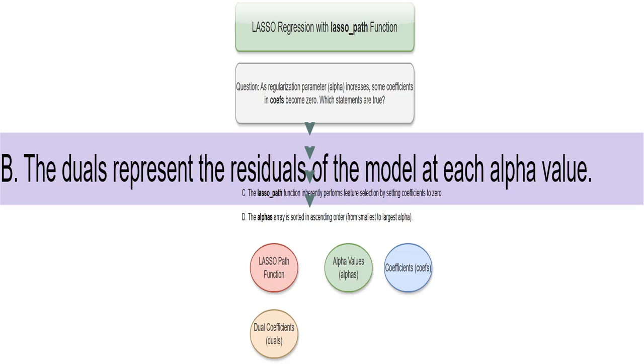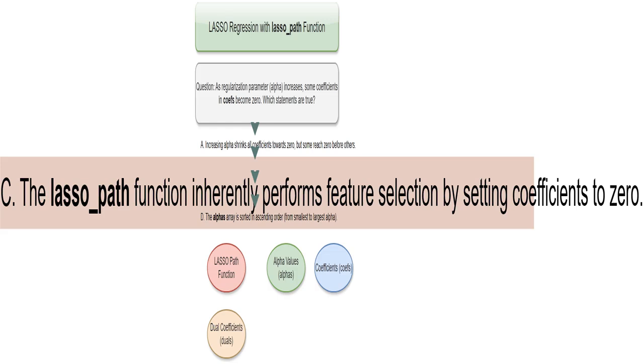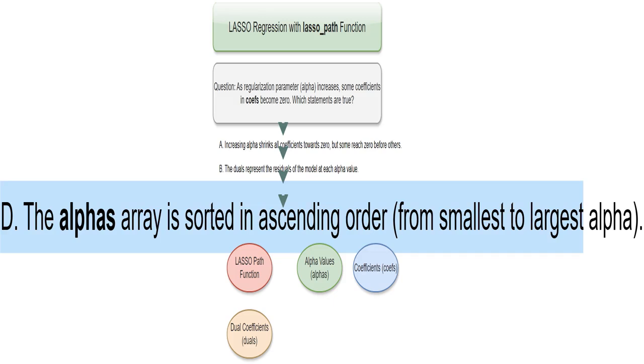This statement is incorrect. The duals are part of the optimization process and don't directly represent the residuals. This statement is also correct. The lassopath function, by shrinking coefficients to zero, inherently performs feature selection. This statement is incorrect. The ALPHAs are usually sorted in descending order.